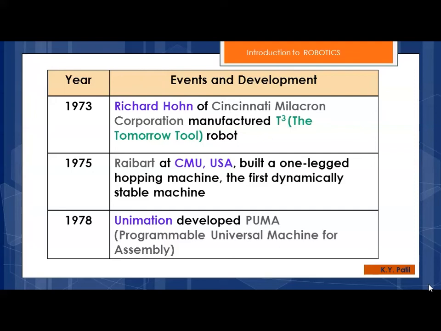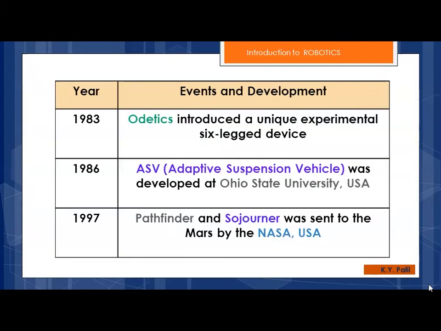tomorrow tool. Then, in the year 1975, Raibert at Carnegie Mellon University, USA, built a one-legged robot, a hopping machine, and this is the first dynamically stable machine. Raibert, in fact, is known as the father of multi-legged robot. In the year 1978, Unimation, the first robotic company, developed the PUMA, that is a Programmable Universal Machine for Assembly, and this is actually a manipulator whose current version is having 6 degrees of freedom, and it is very frequently used in various industries.